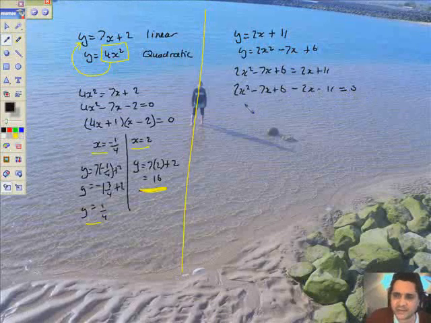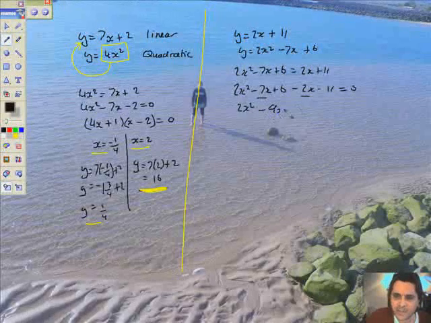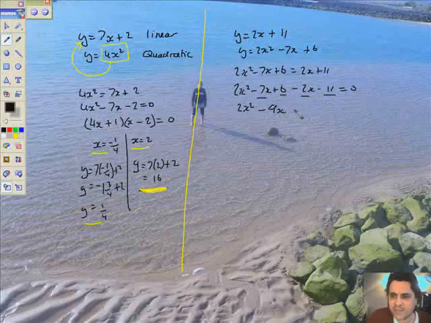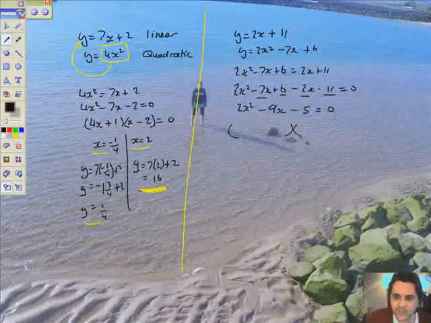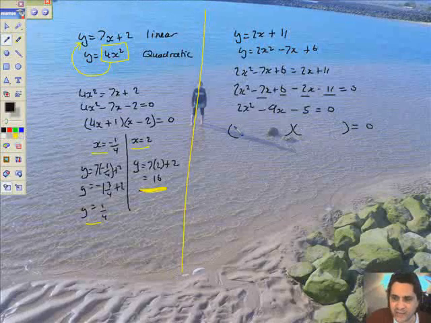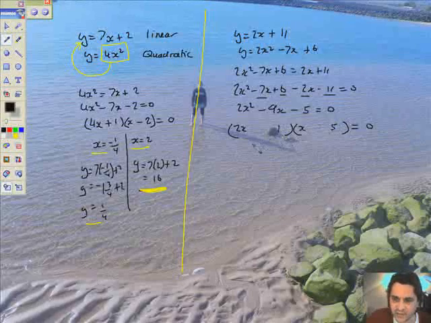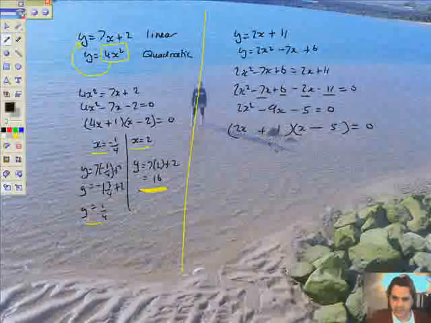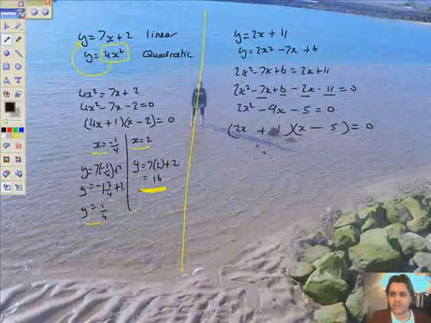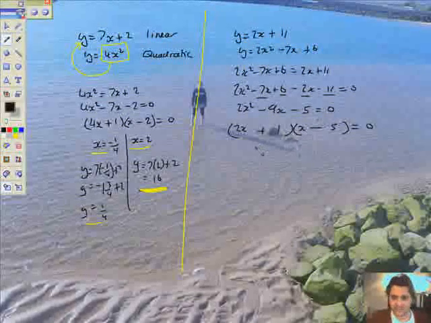Simplifying on the left hand side, 2x squared minus 7x minus 2x, minus 9x. 6 minus 11 is minus 5. That equals 0. Looks pretty easy now. 2x and x, how do you make 5? 5 times 1. I want to get negative 10x's plus the 1x will give me minus 9, and 1 times minus 5 is minus 5.